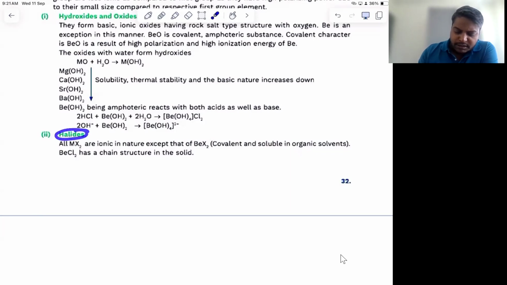Now, the reaction with beryllium is important. Notice what is the reaction that happens? Be(OH)2 reacts with HCl, and Be(OH)2 with OH⁻ is the hydroxide which is formed.